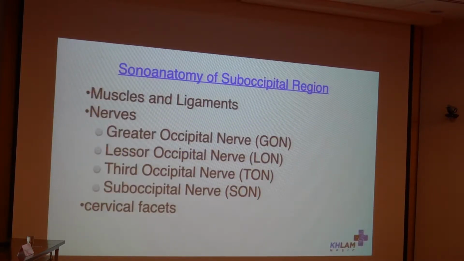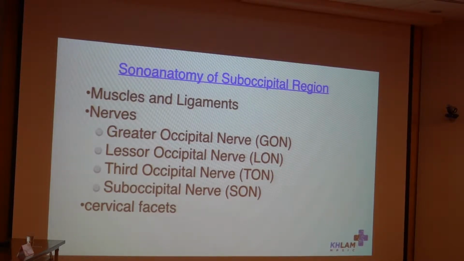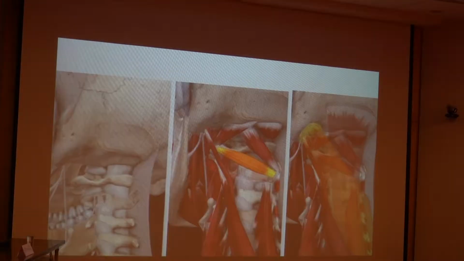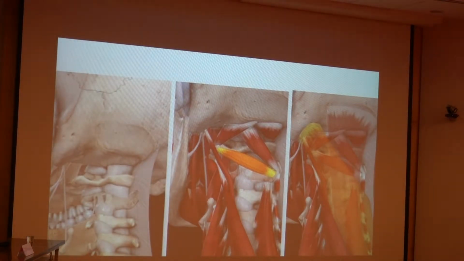So today I'm going to cover the sonoanatomy of the suboccipital region. I have to say this is not a very easy area to go through, and if you don't have very good needling techniques, do not put the needle in this area. I'm going to tell you very soon why. And I'm going to cover the muscles and ligaments, and also the nerves: the greater occipital nerve, the lesser occipital nerve, the third occipital nerve, and suboccipital nerve in this region, and also the cervical facets. So pay attention to the C0-1, and then I'm going to cover mostly the C0-1 area and also the C1-2 area.